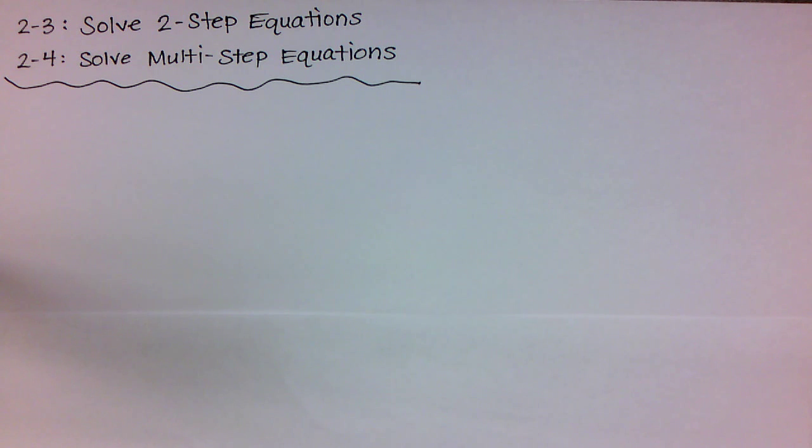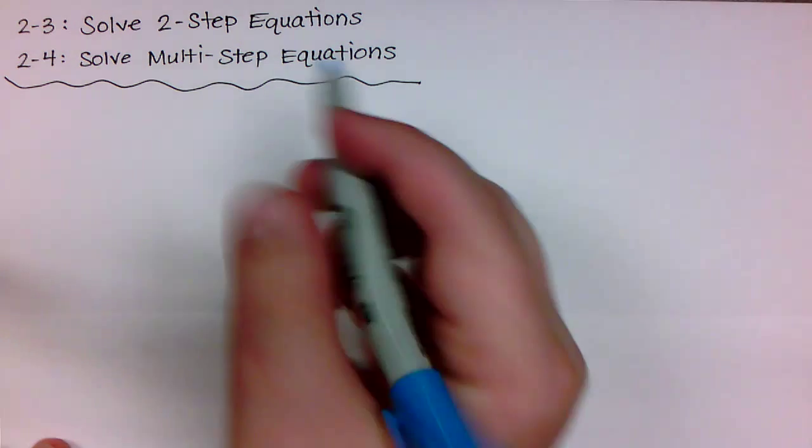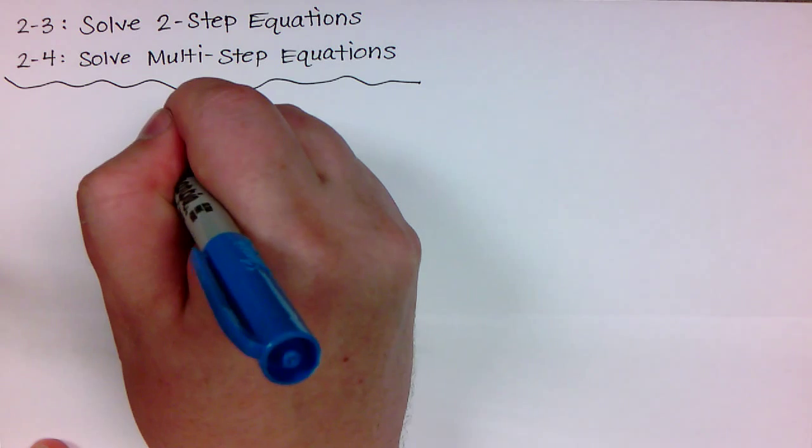Hello class, today we're going to be learning lessons 2-3 and 2-4 in your textbooks that are talking about how to solve two-step equations and multi-step equations. We've done one-step equations already. Those are fairly simple and we're able to do them rather quickly. So now moving on to two-step equations, there's multiple things you're going to need to do.